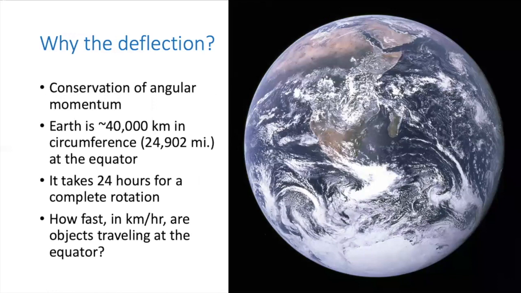So why the deflection? Well, the short answer is because of the conservation of angular momentum. The Earth is about 40,000 kilometers in circumference, right? That's the length of the equator once around the Earth. And it takes nearly 24 hours for one complete rotation. So any object on the surface of the Earth at the equator has to travel about 40,000 kilometers in 24 hours. What does that come out to in kilometers per hour? If you do the math, you get something like 1,670 kilometers per hour.